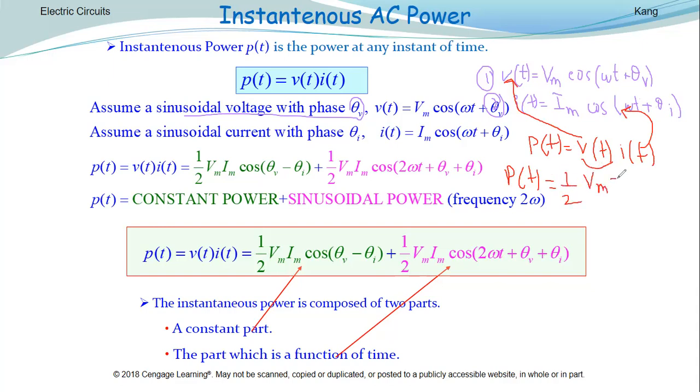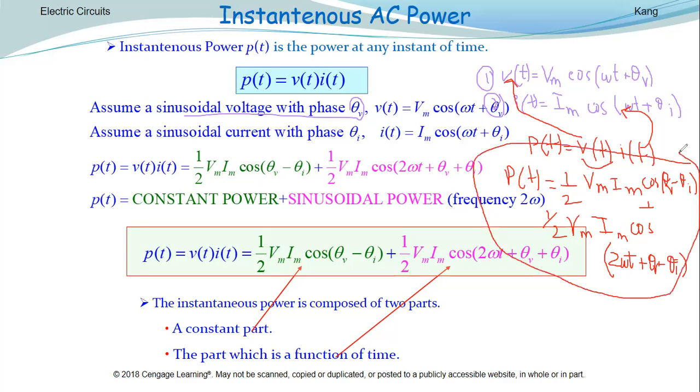half Vm Im cos(theta v minus theta I) plus half Vm Im cos, basically three factors are there: first my 2 omega t, plus the second factor, my phase theta v, then the third factor, theta I. So this is the complete formula of my instantaneous power.